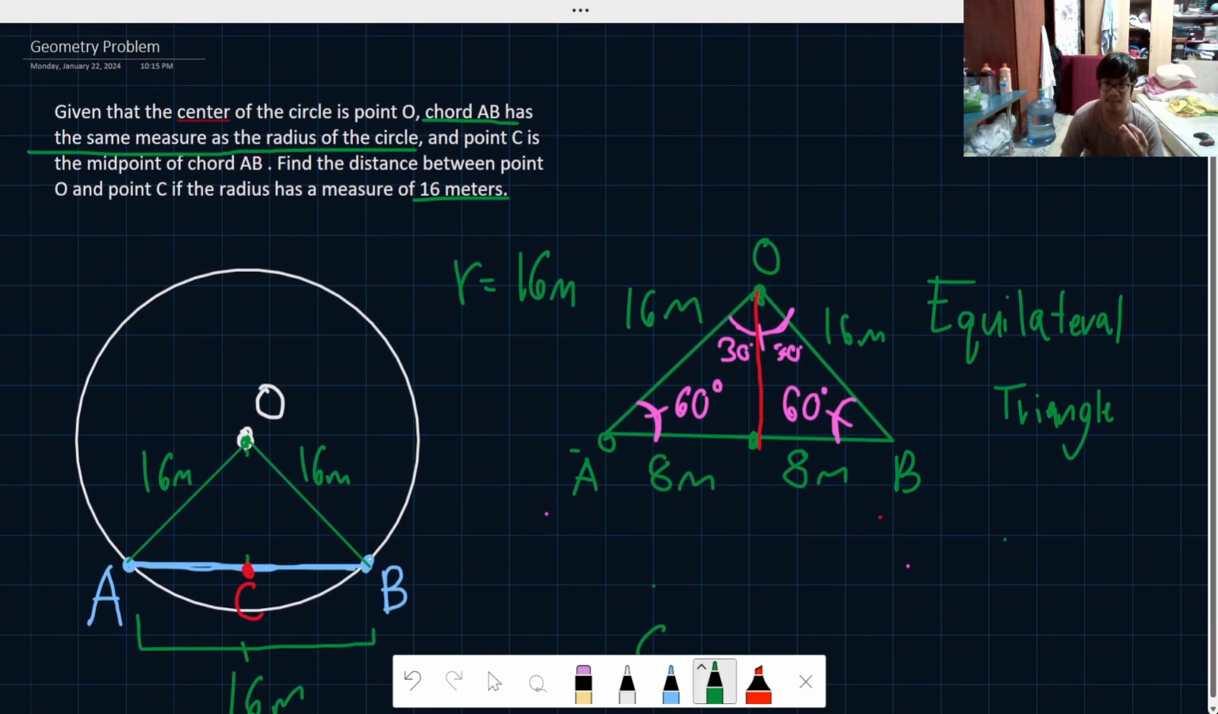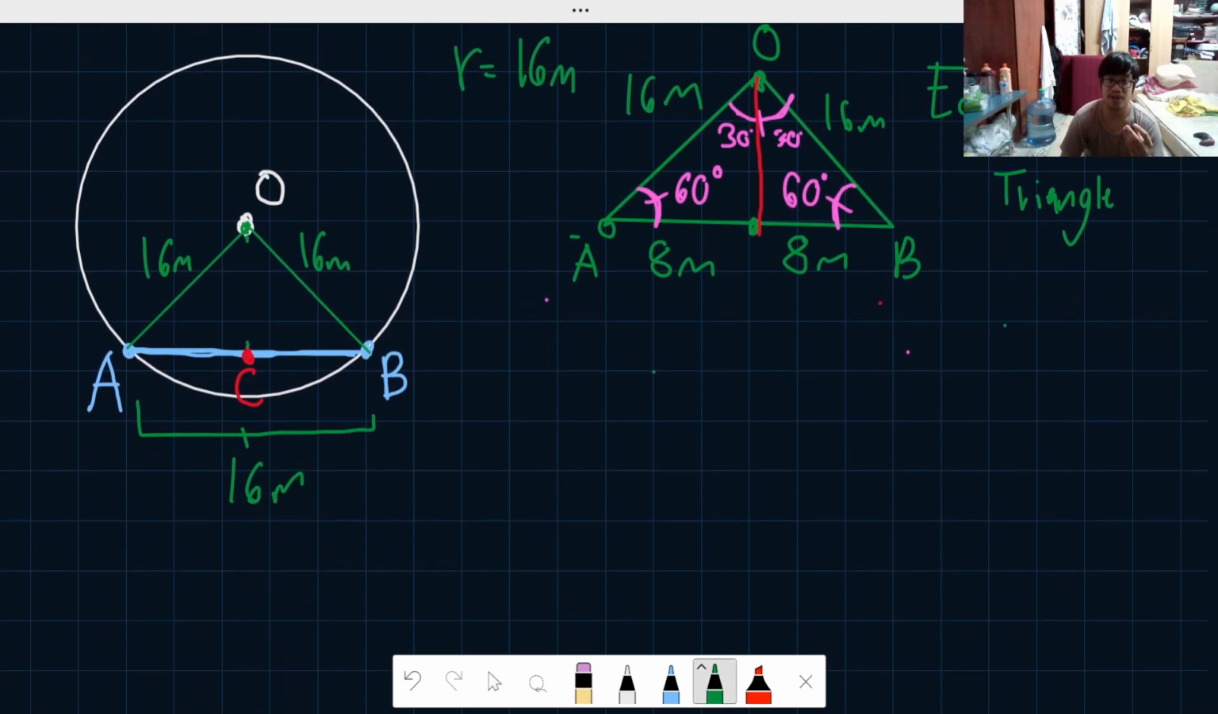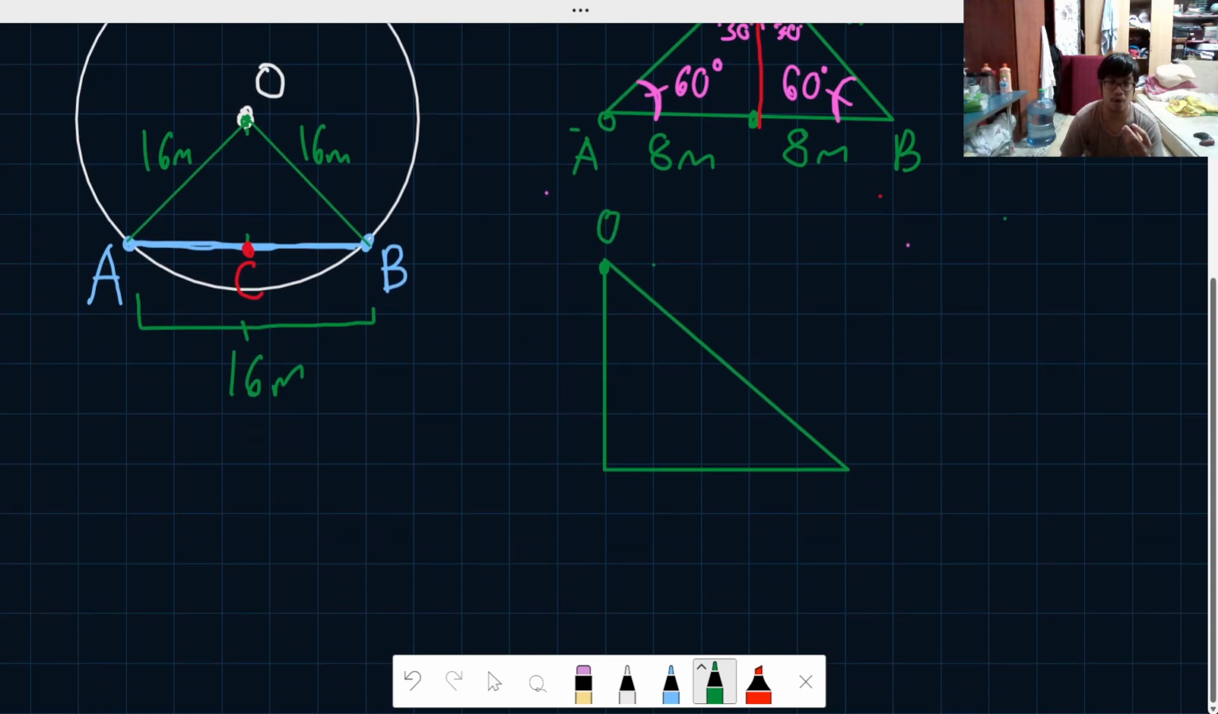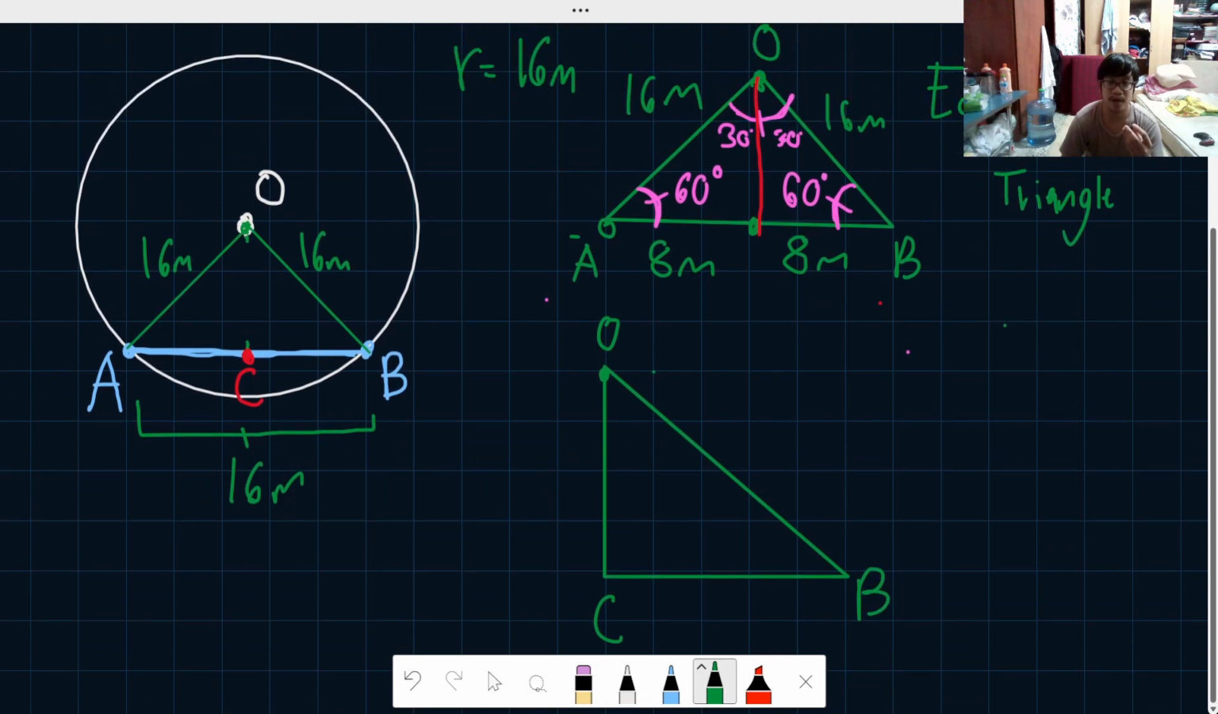All right. Then after that, we can pick which side of the triangle we're going to use. For me, I would rather use the right one, like this part. I would rather use this one. So with that, I'm just going to draw another right triangle like this. And then I'm going to put the corners. So this is O, then this is C, this is B. Then we're going to put the given measurements. Here we have 16 meters. Here we have 8 meters.